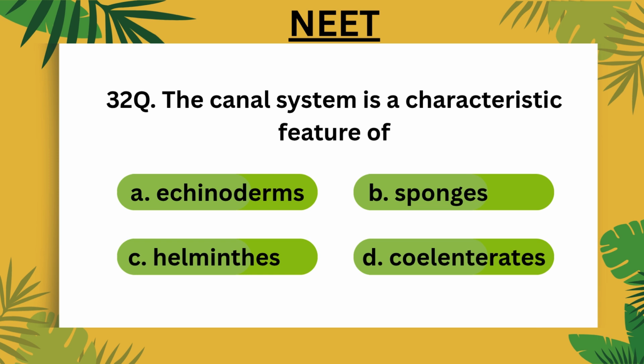Thirty-second question. The canal system is a characteristic feature of A. Echinoderms. B. Sponges. C. Helminthes. D. Coelenterates.